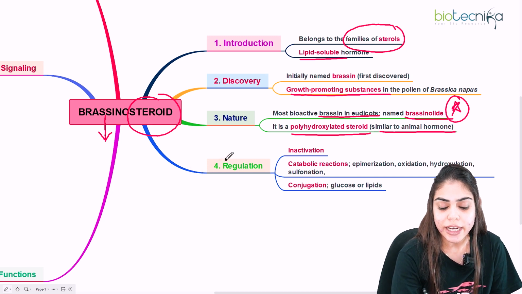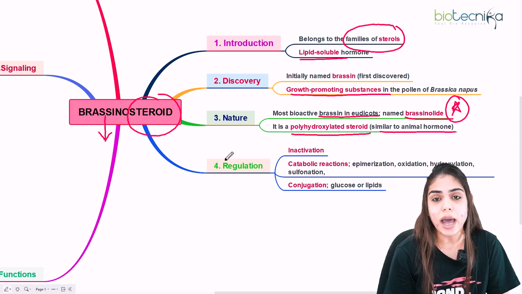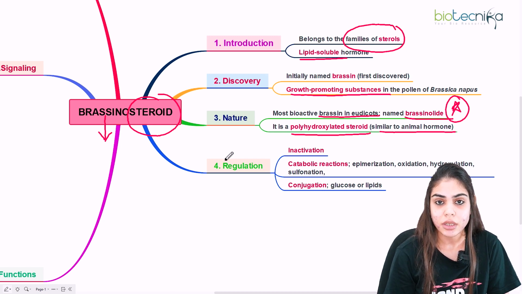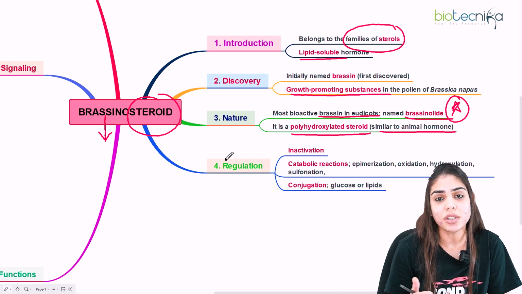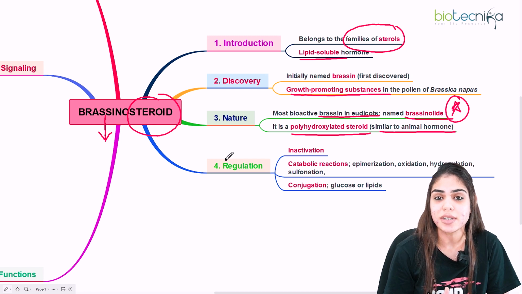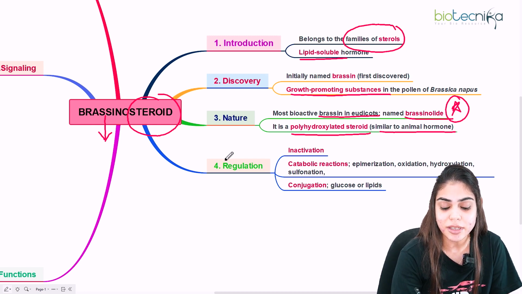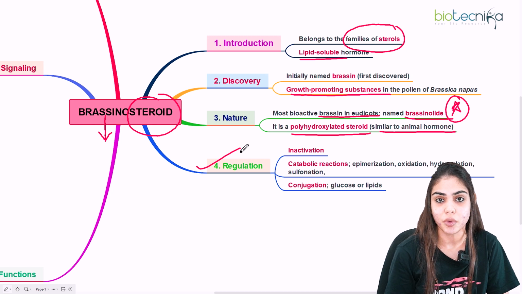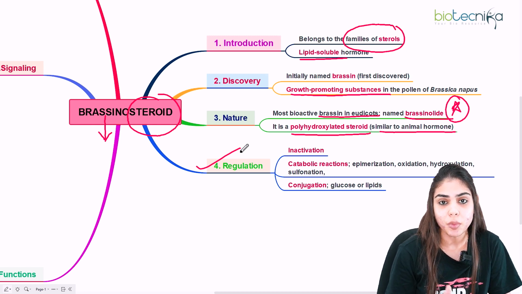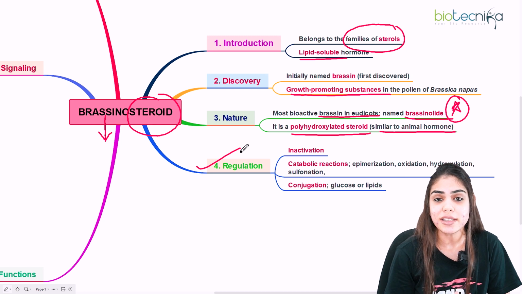Now, you all know that the optimal concentration of hormone is important for the proper growth and development of the plant. So, what happens if the concentration of the regulator exceeds the homeostatic control? Now, here happens the regulation of this phytohormone. There are three regulatory mechanisms that are well known to maintain the optimal concentration of this phytohormone inside the plant body. So what are these three mechanisms?